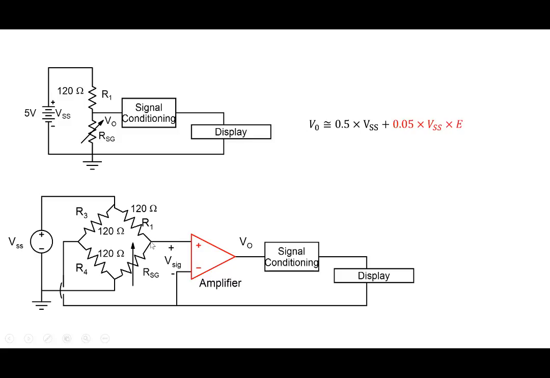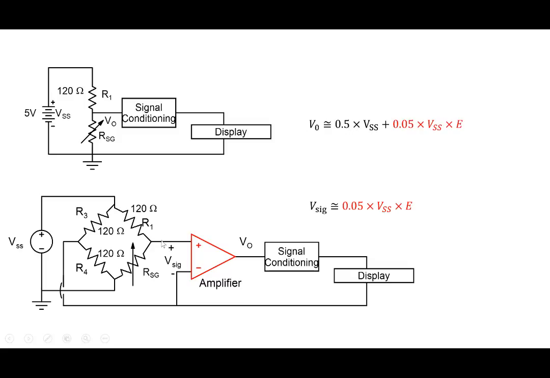And now we define the output voltage or the signal voltage, which is the difference between this voltage and this voltage here. So this voltage we have already written. This voltage is here, 0.5 VSS plus 0.05 VSS multiplied by E. And the voltage here at this particular node is 0.5 VSS. So we can write now the signal voltage, the voltage between these two nodes, becomes simply 0.05 VSS into E. We have eliminated this particular part here. So the whole purpose of adding R3 and R4 was to generate a term equal to 0.5 VSS.